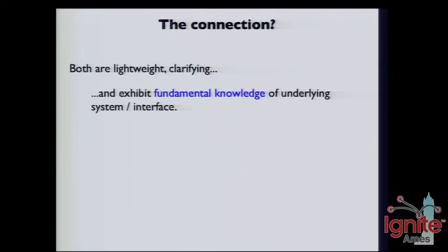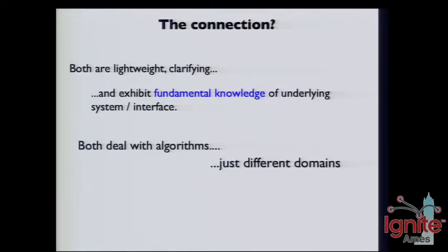Because if you look at it, algorithms do have that structured organization that, once you understand them, are actually very interesting to look at. So what's the connection? Both are lightweight, both are clarifying, okay? They exhibit fundamental knowledge of the underlying system and interface. They both deal with algorithms. They're just different domains. One's logic, one's the visual. So, what does that mean? We will see.